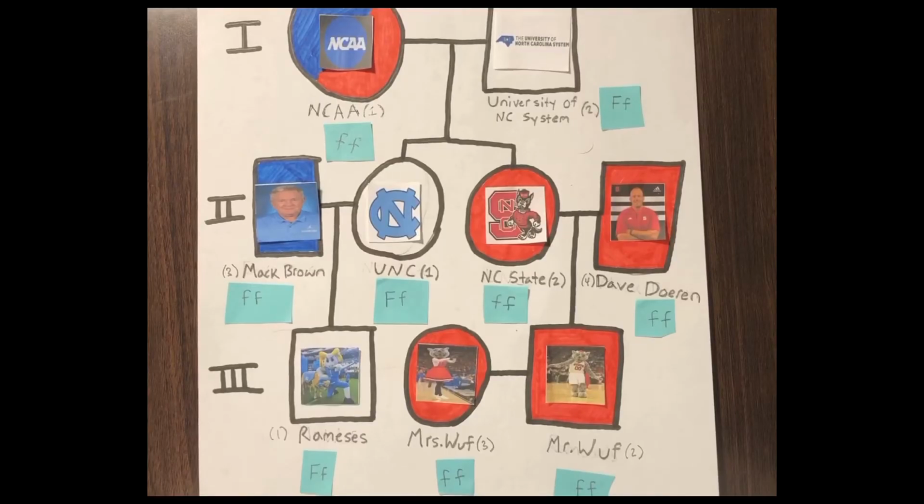So for the first one, we're going to do autosomal recessive, and it looks like this one will be able to work. To show the trait, both of your alleles need to be recessive, and it's not going to be sex-linked, so they will not be attached to the X or Y. So it looks like this one will work for us.